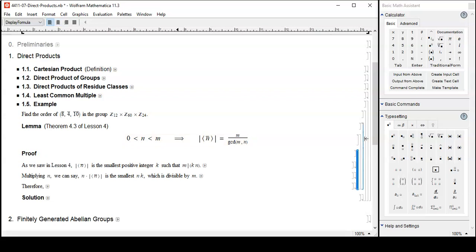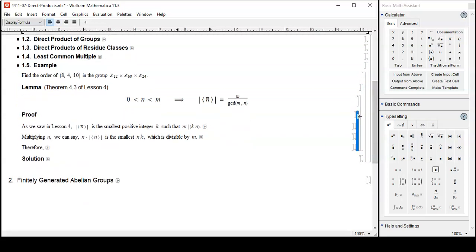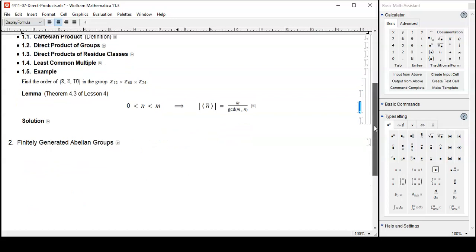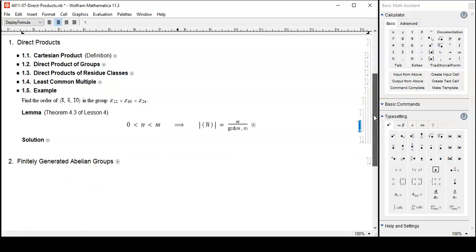And the proof, let's come back to it either as an optional video, or I'll simply ask you to go back to lesson 4. In any case, remember that, and we're going to use it. Okay, how do you solve that? Well, 8 bar, 4 bar, 10 bar, those are basically n bars, where the m values are 12, 60, and 24.